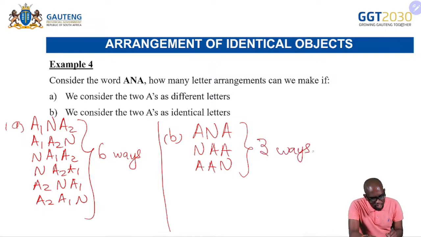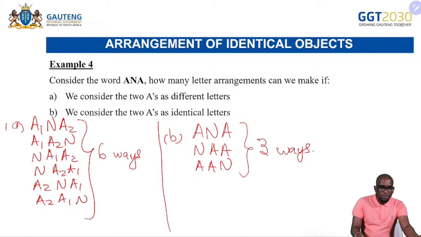We can arrange these letters in 3 different ways because the letters are now identical. There's no difference between the A at the beginning and the A at the last position. So we can have 3 ways of arranging these A's. That's how we can do it manually.